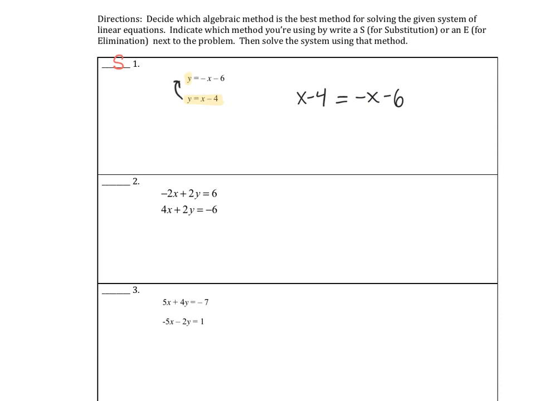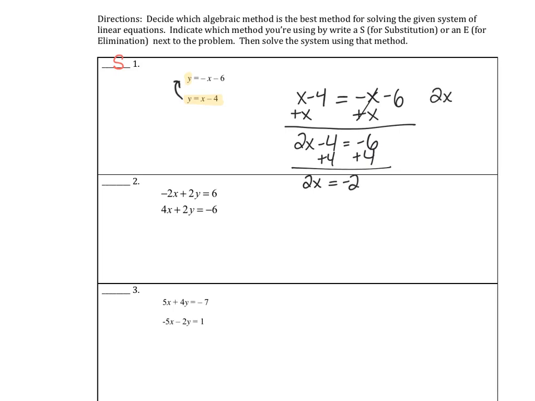And then what I want to do is I want to solve for the x. So I'm going to add x to both sides as my first step. And then I get 2x minus 4 is equal to negative 6. Then I'm going to add my numbers onto the other side, and I get 2x is equal to negative 2. And if I continue over here, I've got 2x equals negative 2. I'm just going to divide by the 2 to solve for x. So my x is negative 1.